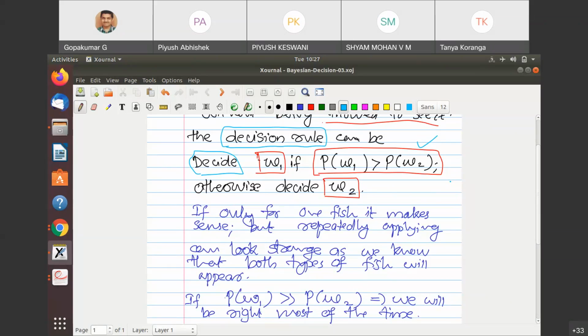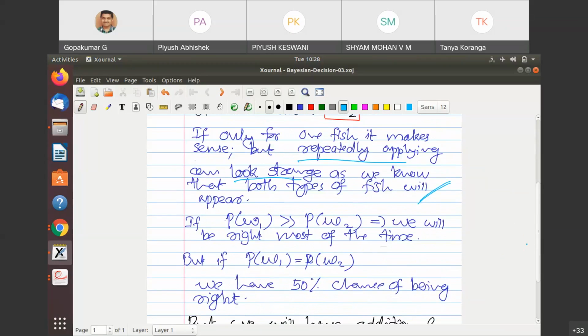That depends. If it is 70-30, then 70 percent of the time you will be correct, and maybe 30 percent of the time you will be wrong. So in that case, it is not actually the best rule. If you are repeatedly applying it, it looks strange, because we know that both types of fish will appear, so it's not the most efficient way of deciding. That is one issue with the prior probability alone.